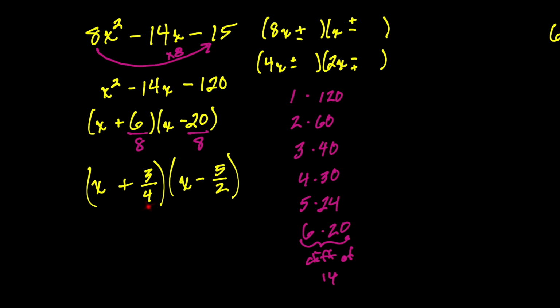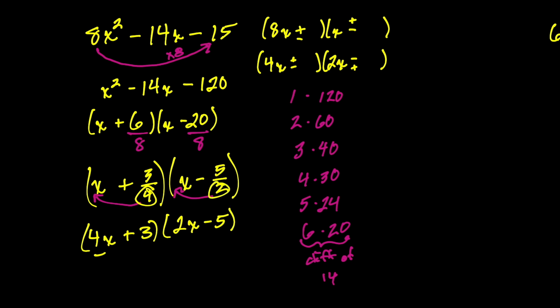Then all we do is we move this 4 back up front where it was. Put a 4 up there, and I'll put a 2 right there. So that gives us 4x plus 3. So this 4 is gone now because I put it here. And then I'd have 2x minus 5. And then this 2 is gone now because we put it right here. So that's it. Now we're done.